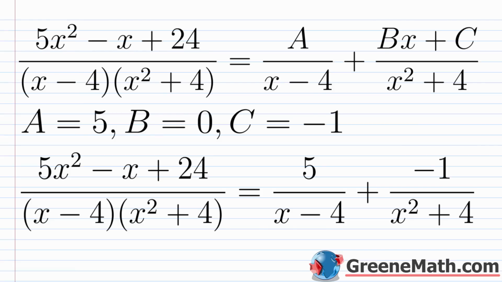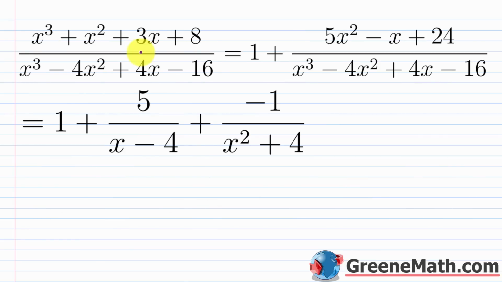Okay, so at this point, we know that a is equal to 5, b is equal to 0, and c is equal to negative 1. So we're just going to plug in. We're going to get 5 over x minus 4, then plus negative 1 over x squared plus 4. Now we're not done because remember, we had to do a polynomial long division when we started. So we're going to come back to this part right here.